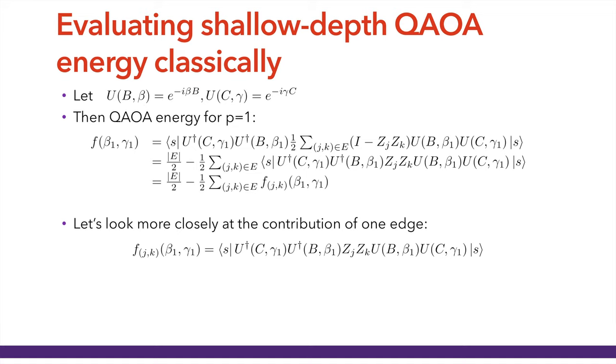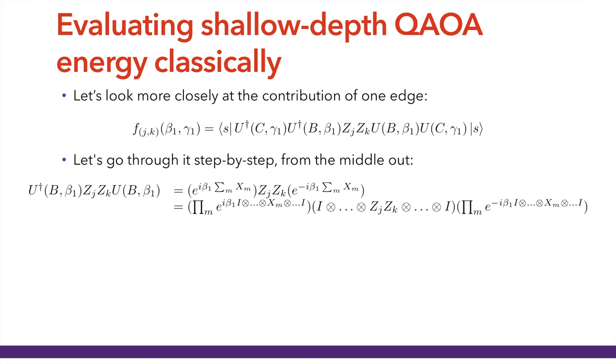And I'm going to show you by basically showing that the terms commute through. The terms that do not touch the qubits J, K commute through. So let's go through it step by step, this contribution of one edge. And let's go through it step by step from the middle out.